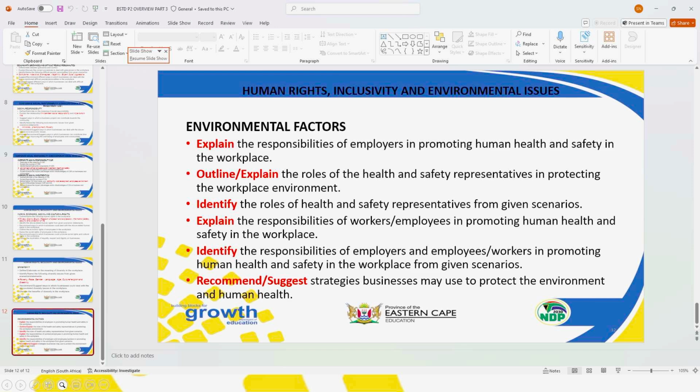Learners, you need to guard against confusing or misplacing your responses. The role of the health and safety representatives is not the same as the role of the employer and the role of the employee. You must make a tabular format where you are able to check which ones are for the employer, for the health and safety representatives, and for the employees.